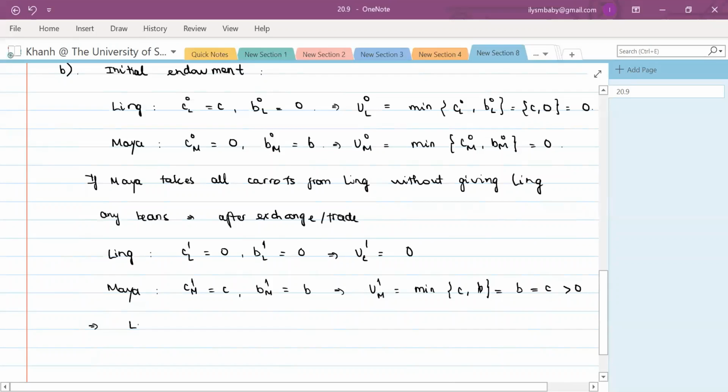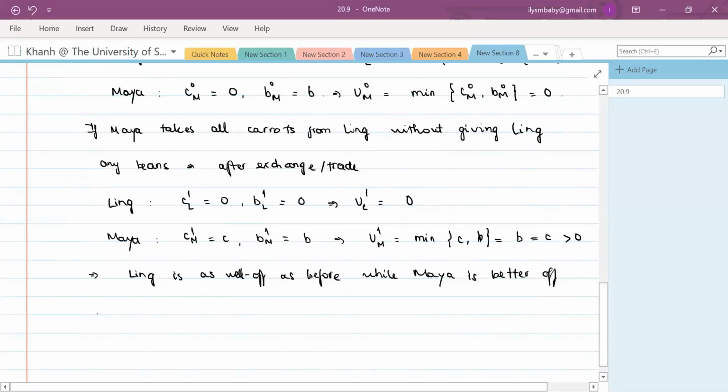Okay, so therefore Ling is as well off as before, while Maya is better off. So the trade or the exchange is possible to happen. Okay, so it can happen or can take place. And this is a Pareto improvement, in which the trade is making one of the consumers better off without making anyone worse off.